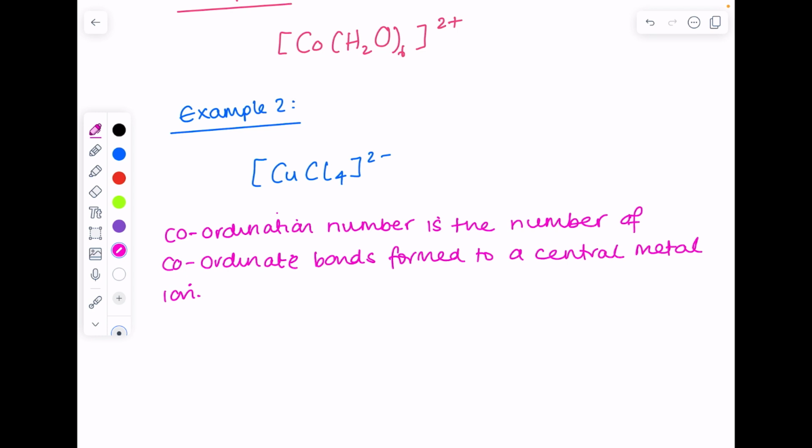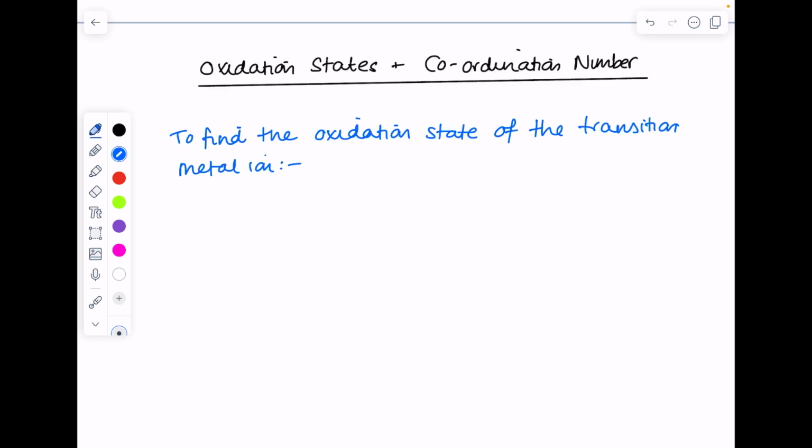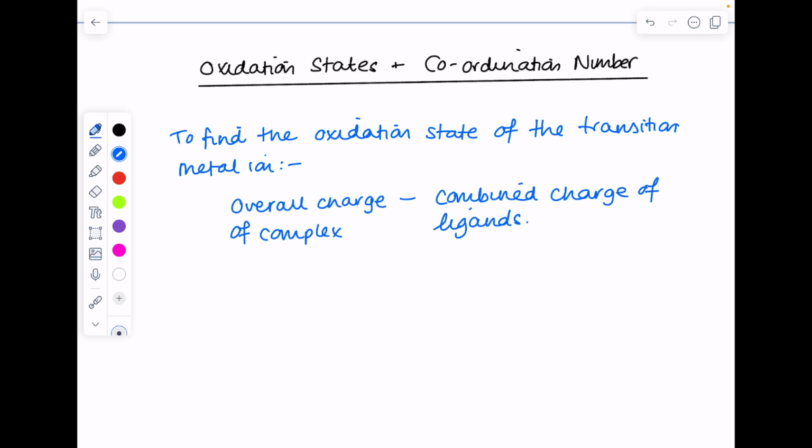And we're going to tie in the coordination number together with the oxidation states. So to find the oxidation state of the transition metal ion, we're going to do the overall charge of the complex minus the combined charge of the ligands. Let's look at an example.